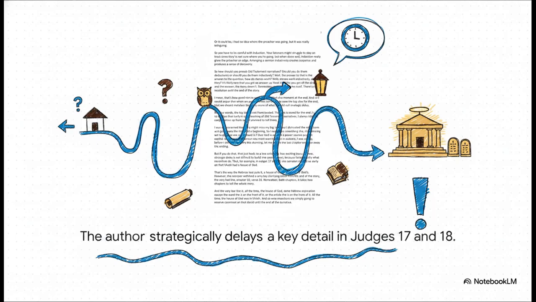What's really fascinating is how we see this exact technique modeled directly in the biblical text itself. Take the story of Micah and the Danites in Judges 17 and 18. The author tells us early on that Micah has a quote-unquote house of God, but the narrator intentionally waits until the absolute last line of a 2-chapter story to drop a massive clarifying detail, that all this time, the true house of God was actually in Shiloh.